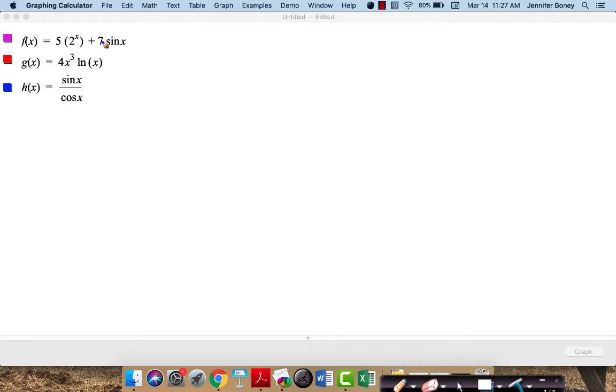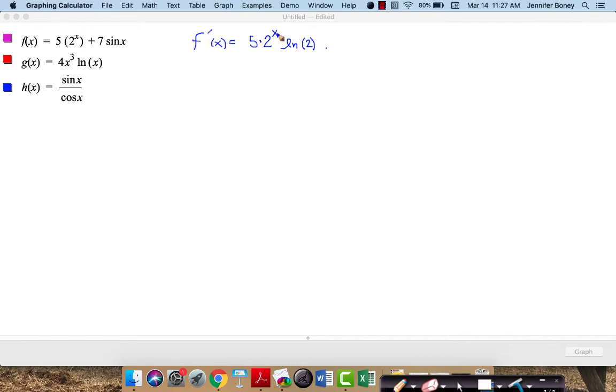7 times sine of x, that's just a constant multiple on a sine function. So if I want to find f prime of x, I've got a coefficient of 5, and I need to find the derivative of 2 to the x. Well, it's 2 to the x times a natural log of 2.